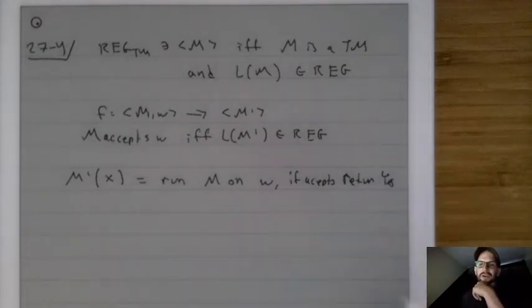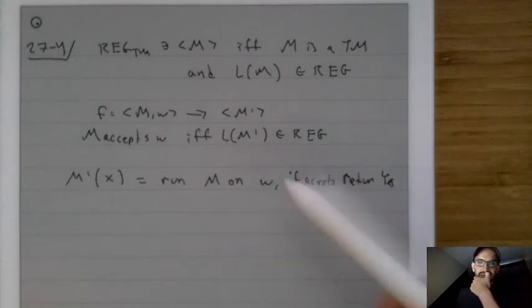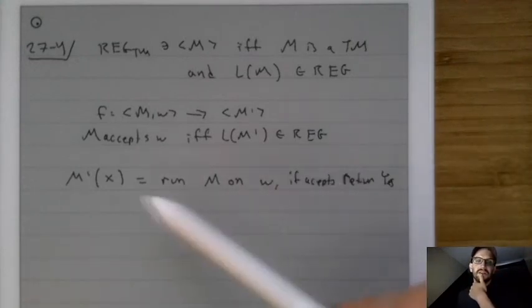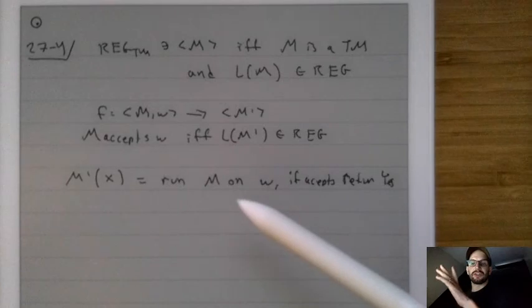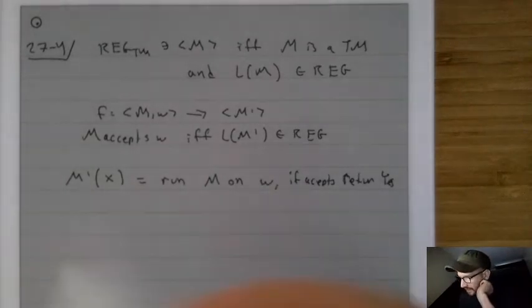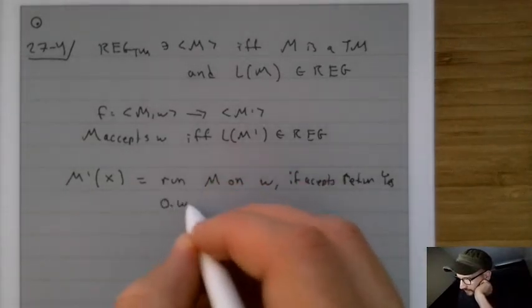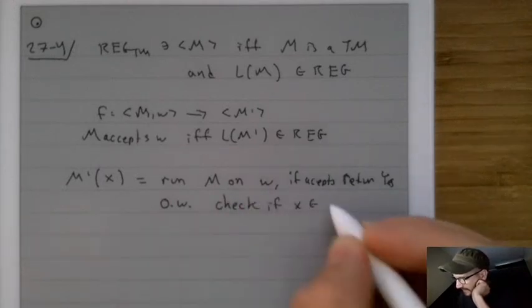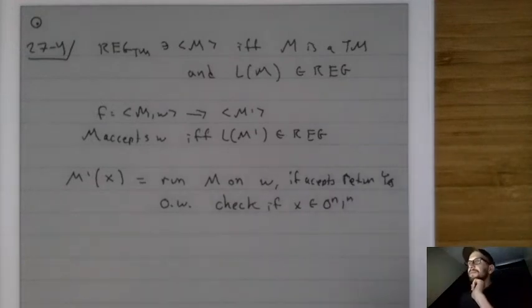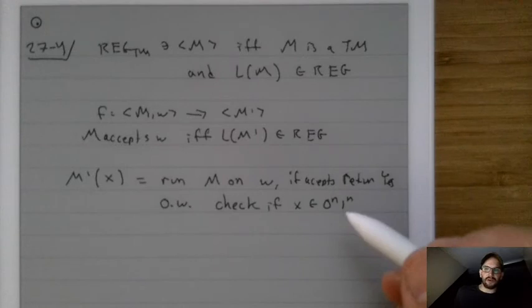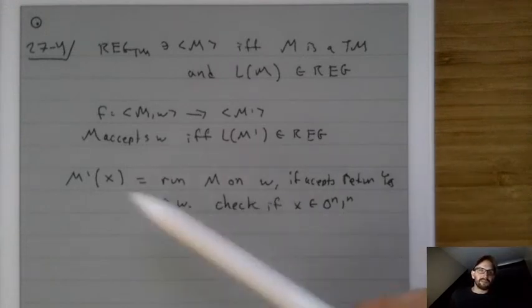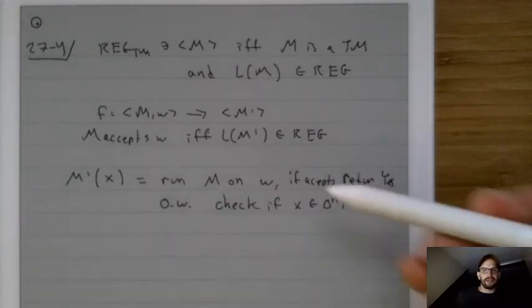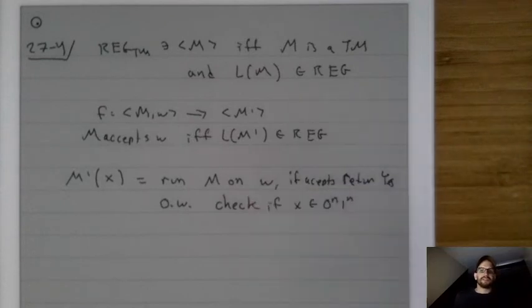Okay, because we know that sigma star is regular. So this language right here is regular. So if M accepts w, then we return yes, therefore it's regular. Otherwise, we're going to check if x is inside of 0 to the n, 1 to the n. Okay? And this language we know is not regular. Therefore, this machine M prime is either regular or not regular based on what M does.